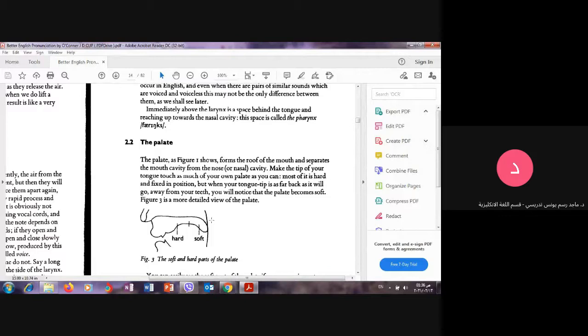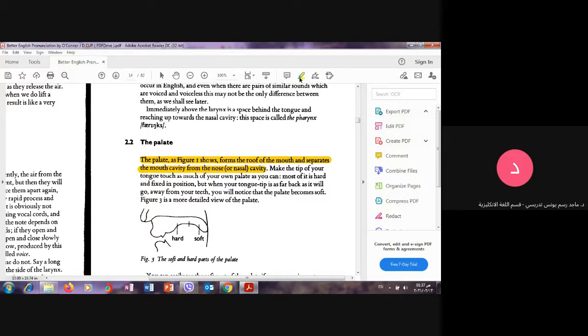2.2 is about the palate. Roughly speaking, when I say the palate, I'm referring to the roof of the mouth. So the palate here refers to the roof of the mouth. It forms the roof of the mouth and separates the mouth cavity from the nose or nasal cavity.